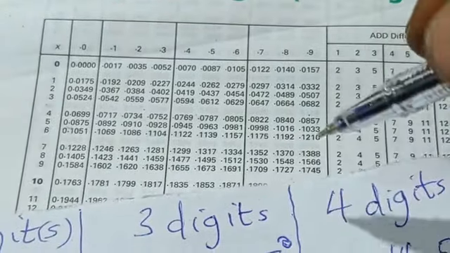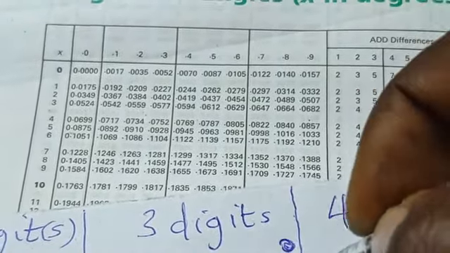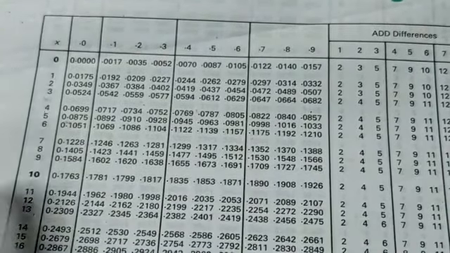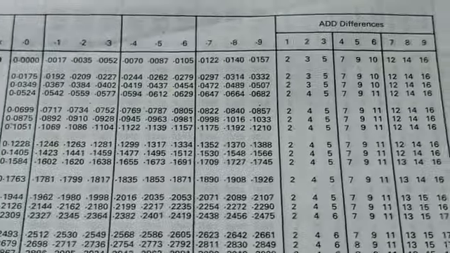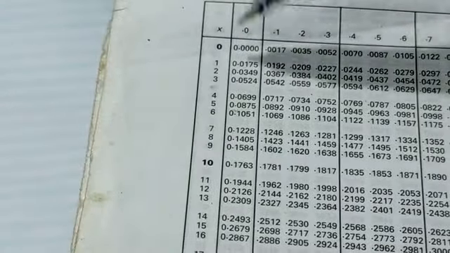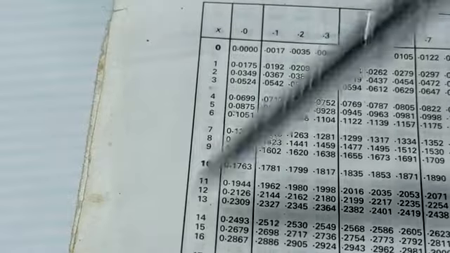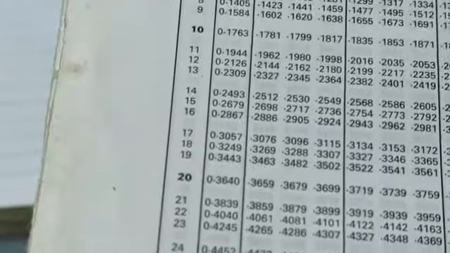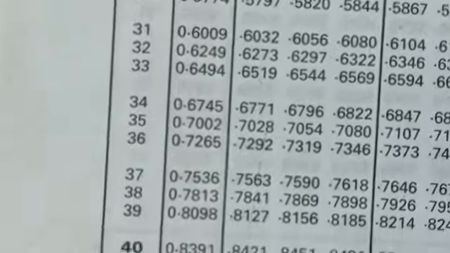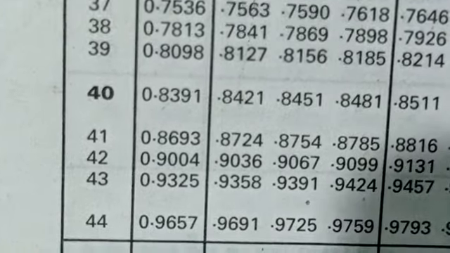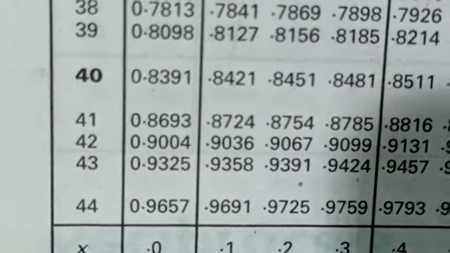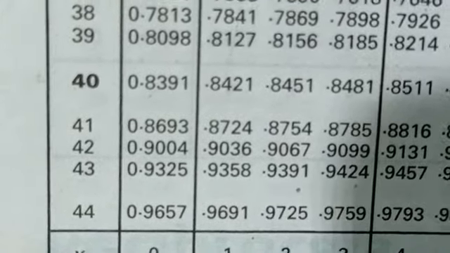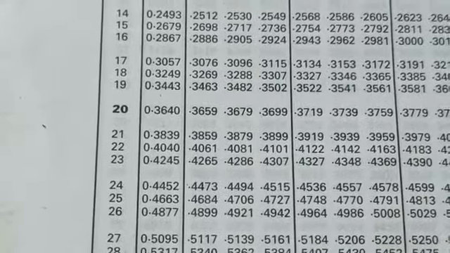Tan 64.7 degrees. Okay, so let's check it out. We have from 0 down to 44 in this part. 0 to 44. Can you see? That's where it stops. But because it's 64, it is the second part we are going to. The second page, that's where we are going.